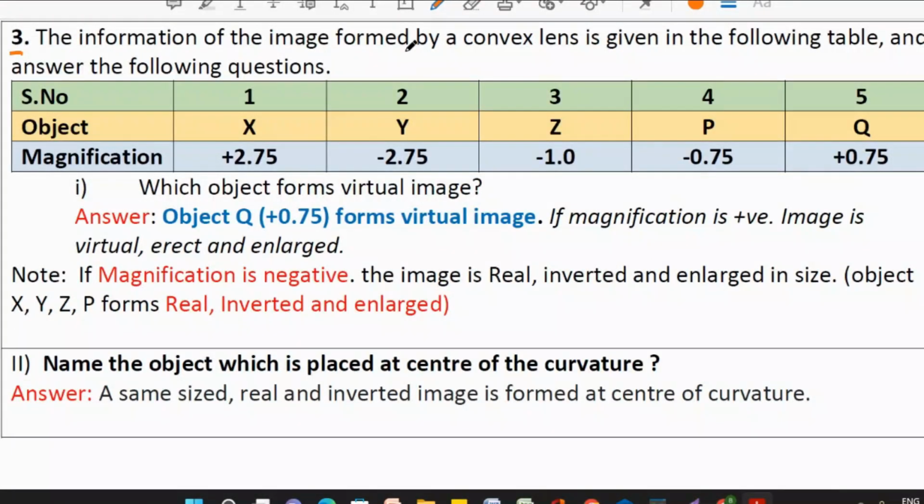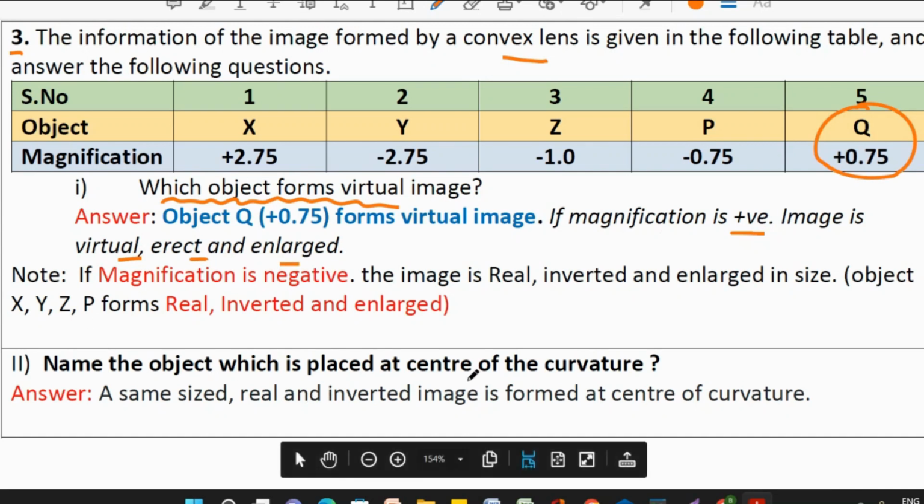Third question: the information of the image formed by a convex lens is given in the following table; answer the following questions. So this is the question. First question: which object forms a virtual image? Object Q forms a virtual image because when the magnification is positive, the image will be virtual, erect and enlarged. Name the object which is placed at the center of curvature. A same size, real and inverted image is formed at the center of curvature.